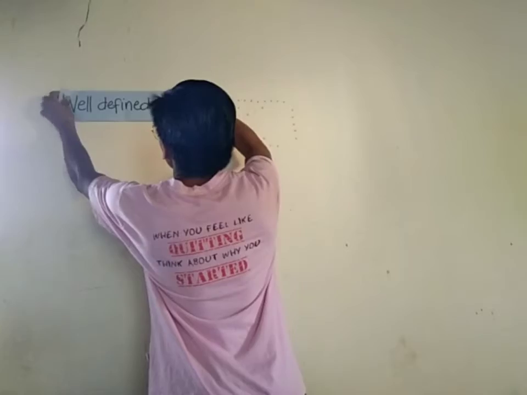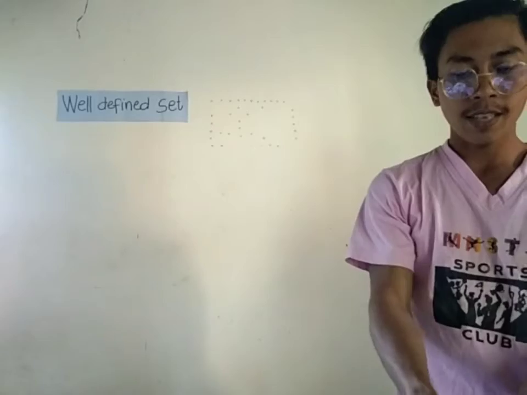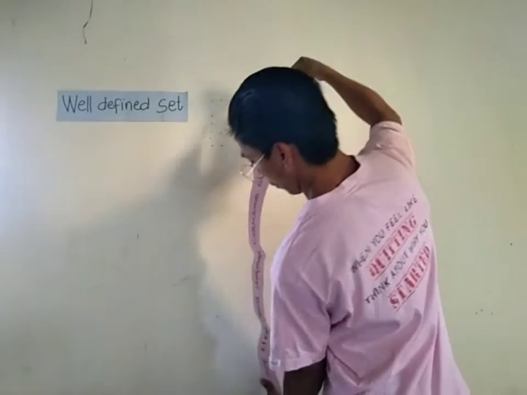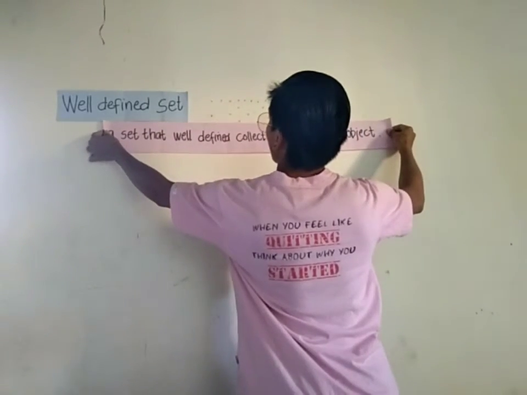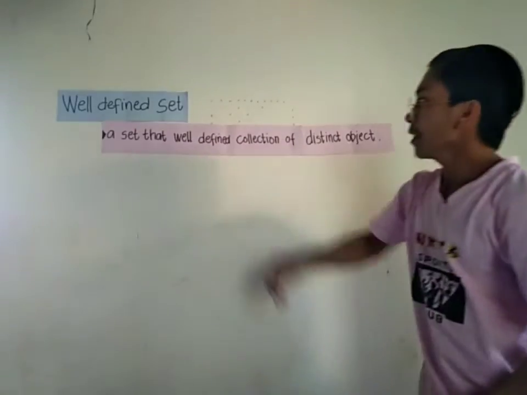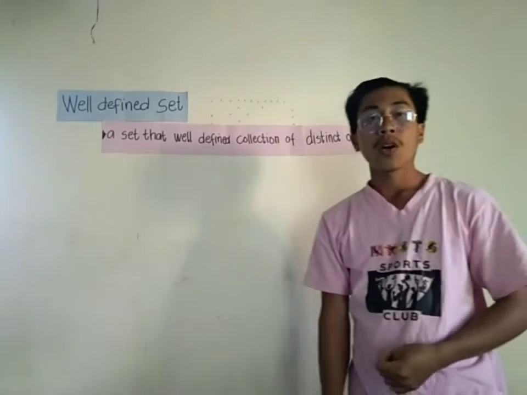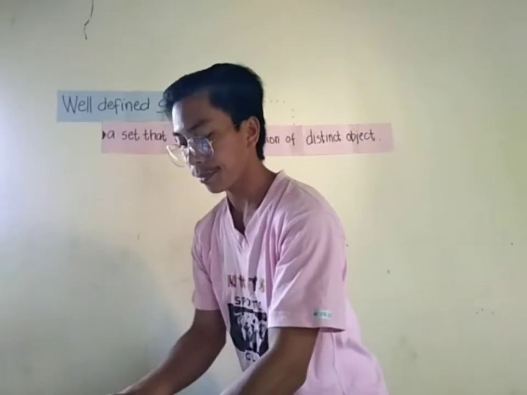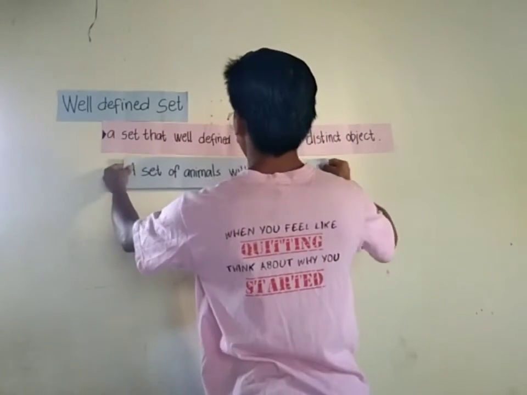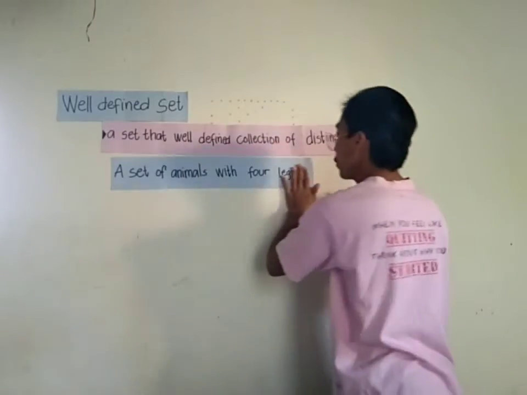So a well-defined set is a well-defined collection of distinct objects, or it can be easily determined. So for example, we have a set of animals having four legs. Okay, a set of animals with four legs.